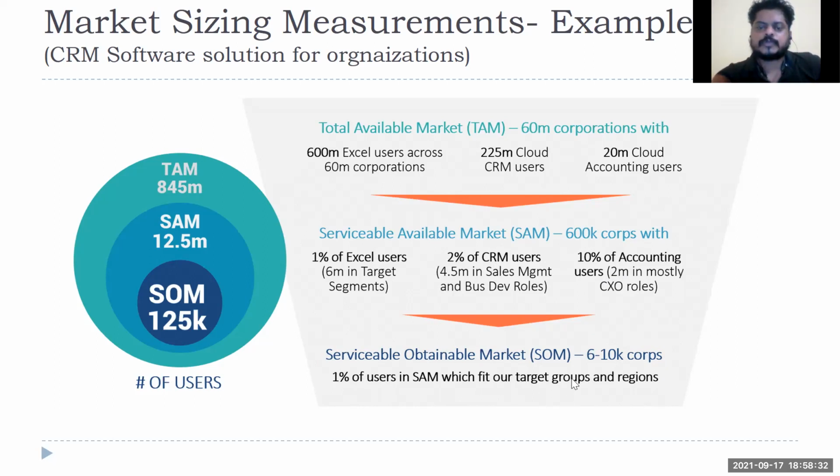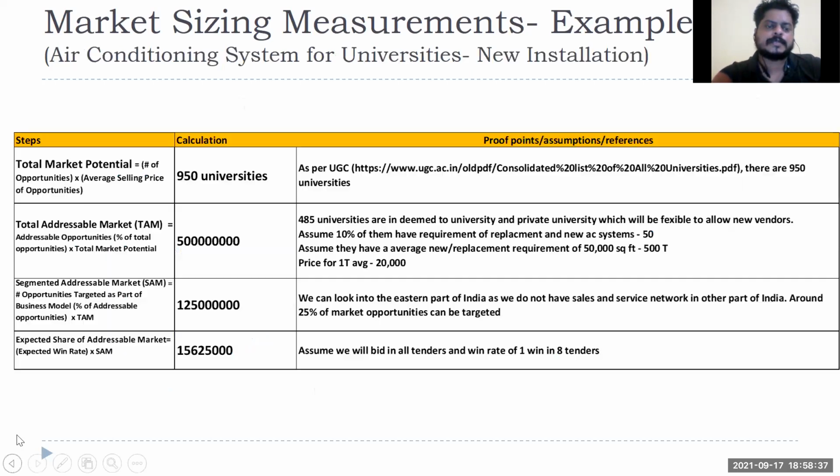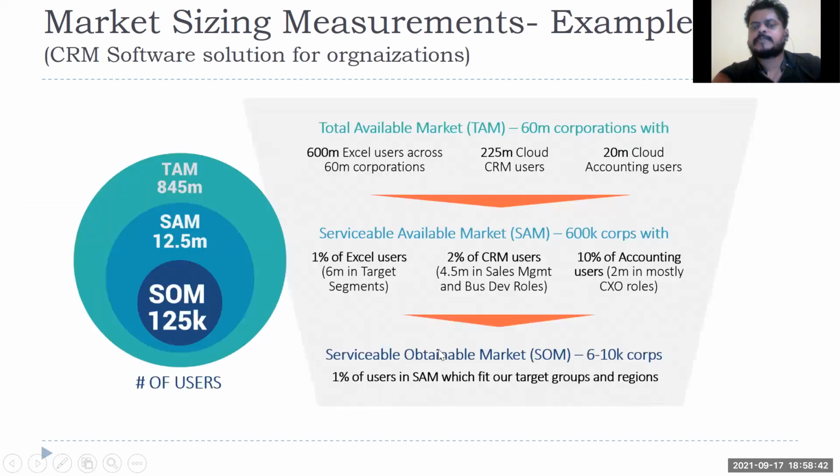Same thing in our case, what we called expected share of addressable market. If I go to my previous slide, expected share of addressable market is the same as your serviceable obtainable market, SOM. So total available or total addressable market, segmented addressable market, same as serviceable available market because I'm looking at this kind of software. Then the expected share of addressable market is known as serviceable obtainable market. So this is how you carry out this kind of analysis.